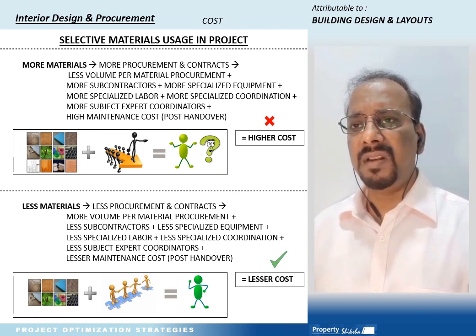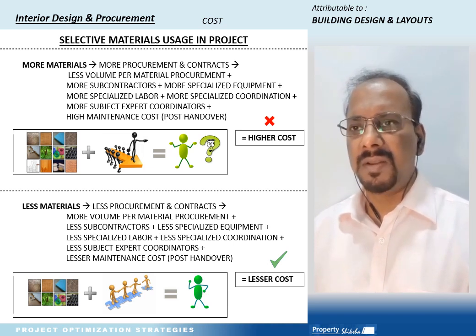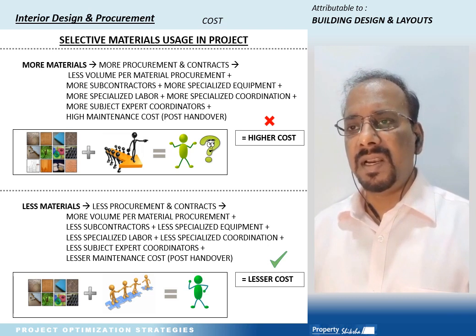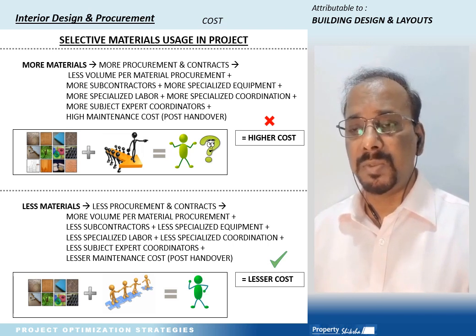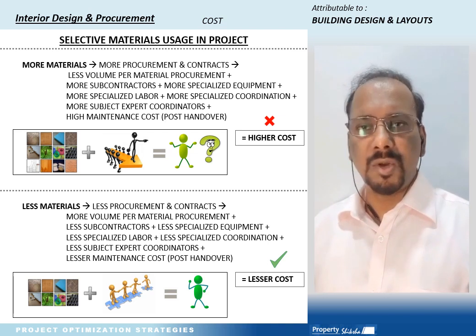The first one shows more materials and the second one shows fewer materials. More materials lead to more procurements and contracts, less volume per material procurement, more subcontractors, more specialized equipment, more specialized labor, etc., which leads to higher cost. Whereas fewer materials lead to less procurement and contracts, more volume per material procurement, fewer subcontractors, less specialized equipment, less specialized labor, and more, and it leads to a lesser cost.